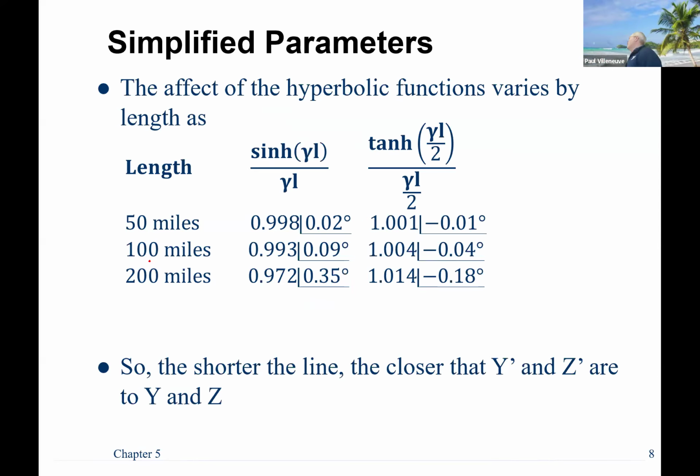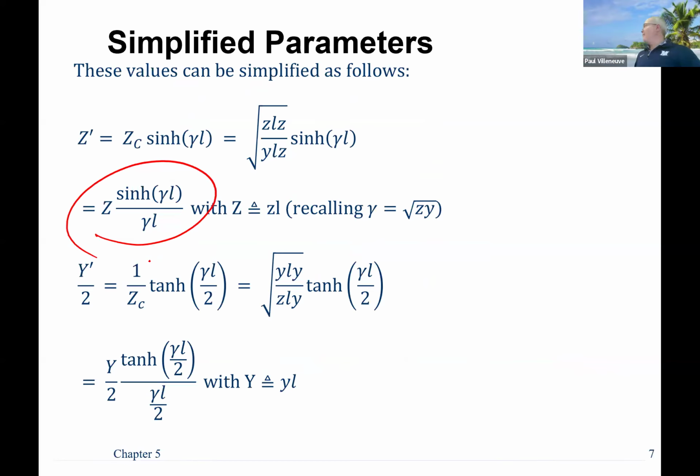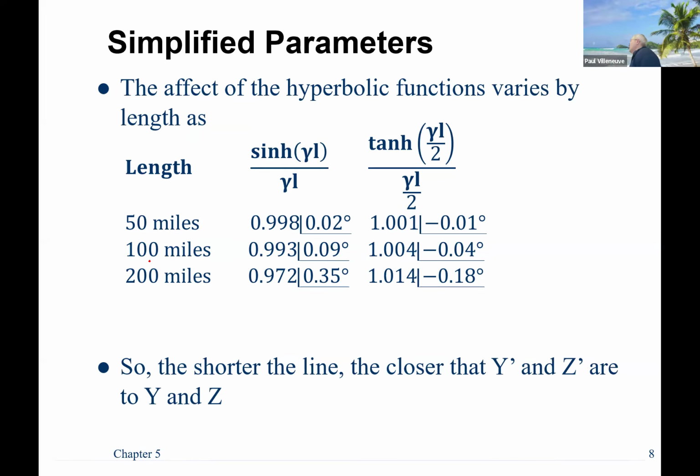Well, let's plug in some numbers. Let's look at some typical line lengths. And we'll go back to the original equations, which had Z prime, which is Z times sine hyperbolic gamma L over gamma L. And we'll do the same thing for Y prime over 2 as equal to Y over 2 hyperbolic tangent of gamma L over 2 divided by gamma L over 2. So I'm going to take those two, and I'm going to actually plug in some typical lengths of lines and gammas, and I'm going to go with a short line, anything less than 50 miles.